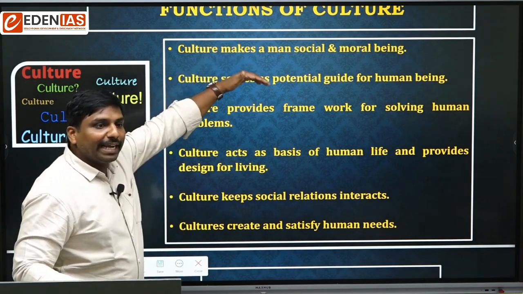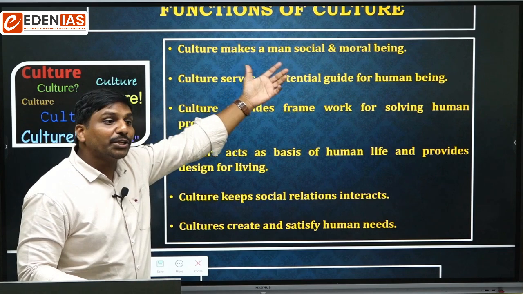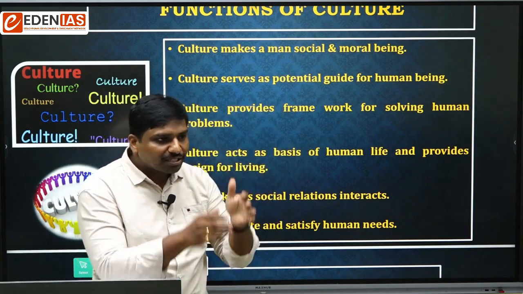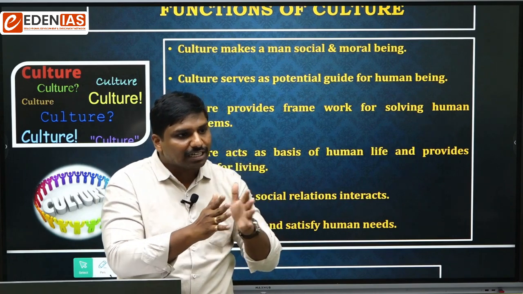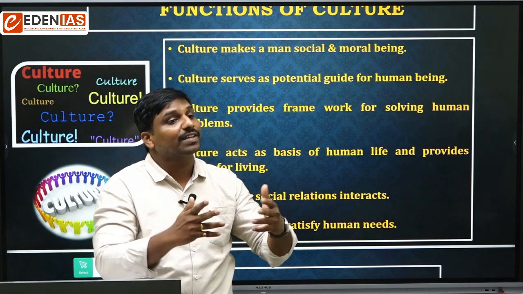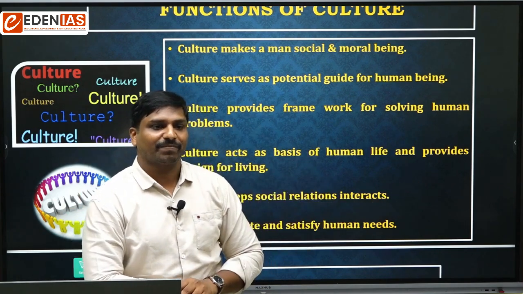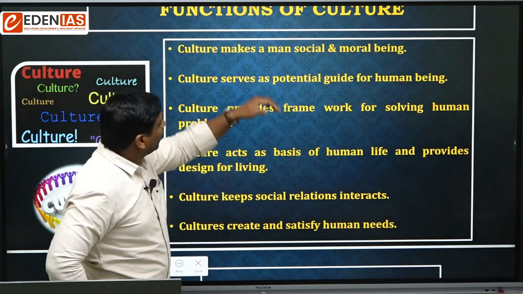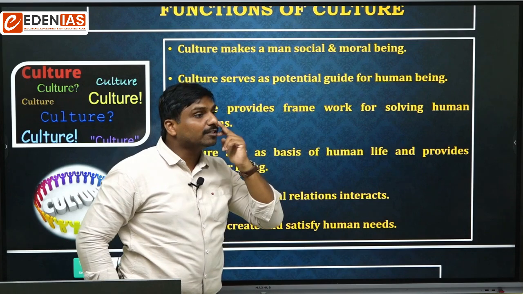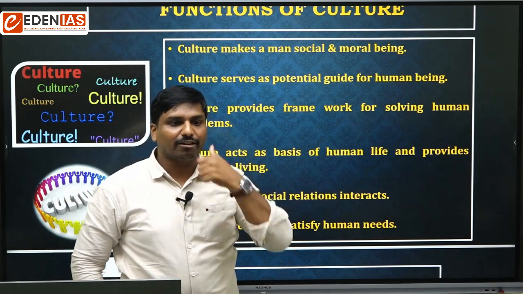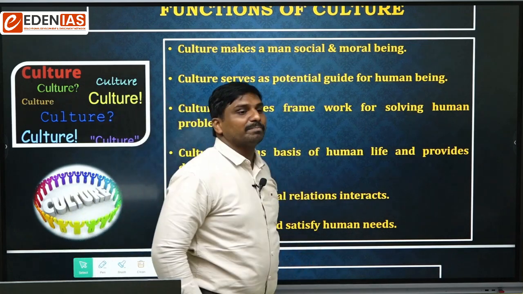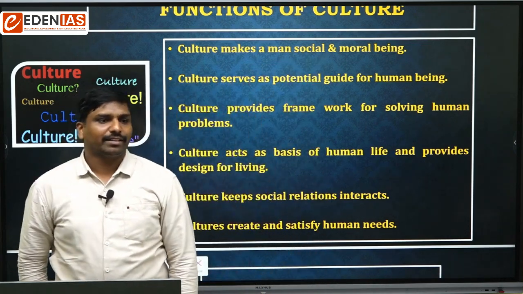That aspect which makes man unique from other animals is the concept of culture. Culture is such an aspect which makes humans unique among all other animals, right? So from that point of view, culture makes a man a social being, and in culture we learn so many morals, values, knowledge, and behaviors likewise. So culture also makes man a moral being. Okay, so that is one thing.